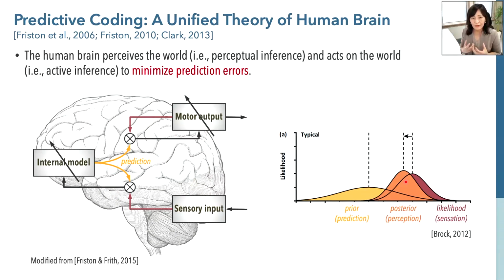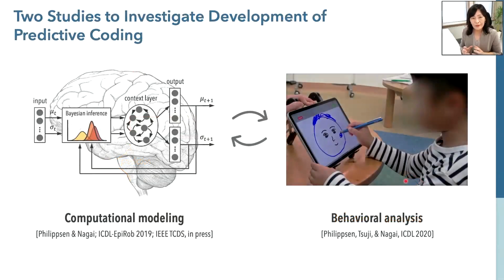This is a very good, unified account to explain how the human brain perceives the world and acts on the world. But still an open question is how this predictive processing is acquired over the development. So to address this question, we have been conducting mainly two studies. One is the computational modeling. We developed a neural network model which simulates the human predictive processing, and then examined to what extent differences in the neural network model could explain the different levels of the development.